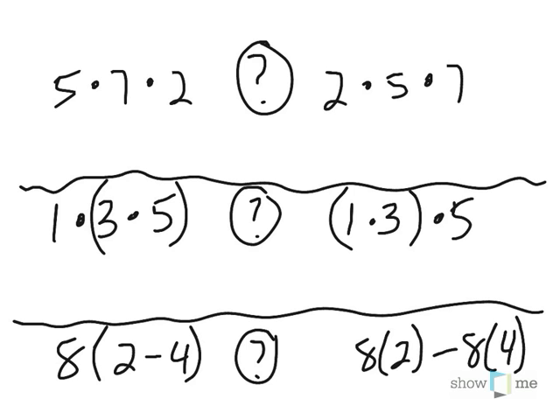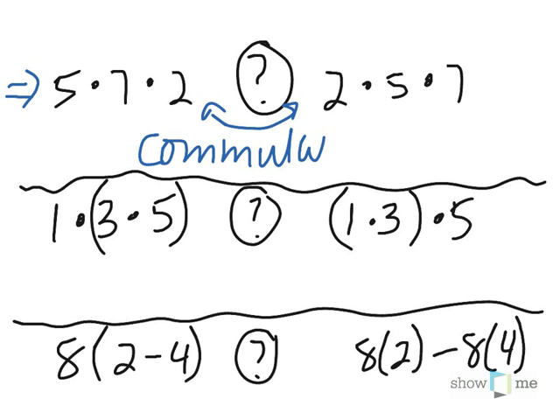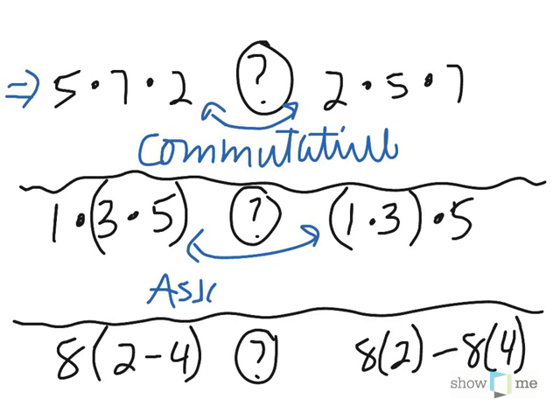So hopefully you see that at the top where I have 5 times 7 times 2, and 2 times 5 times 7, what I did here was I scrambled the numbers together. So because I scrambled the numbers together, that's an example of the commutative property. And if you look at the next example, what I did was I grouped the numbers together. Remember that word group has to do with associating parentheses together, so that is the associative property.